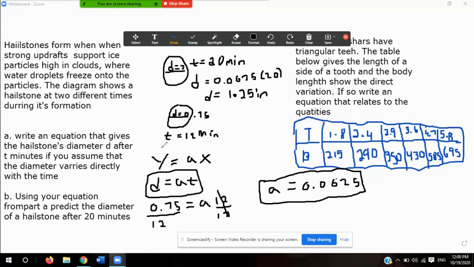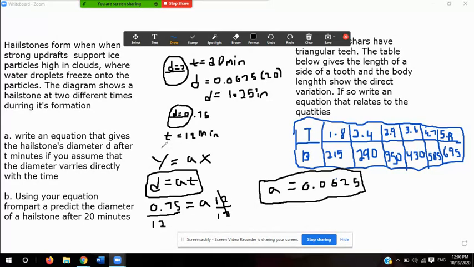Again, the first thing they want us to do is to find the equation assuming that diameter varies directly with time, which means that I would substitute the d for y. A is pretty much a constant of variation, so that remains unchanged. And the x would now be time because it varies directly with time. So the next step is to find the diameter after 20 minutes. I don't have a constant of variation, so that means I cannot find the diameter after 20 minutes.